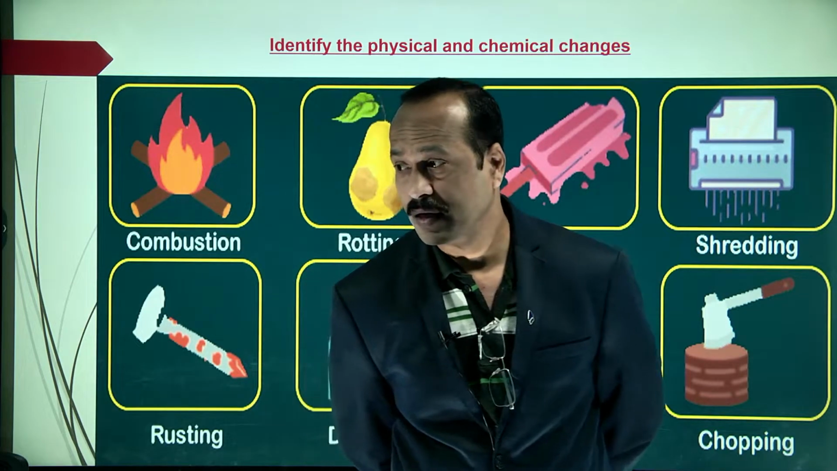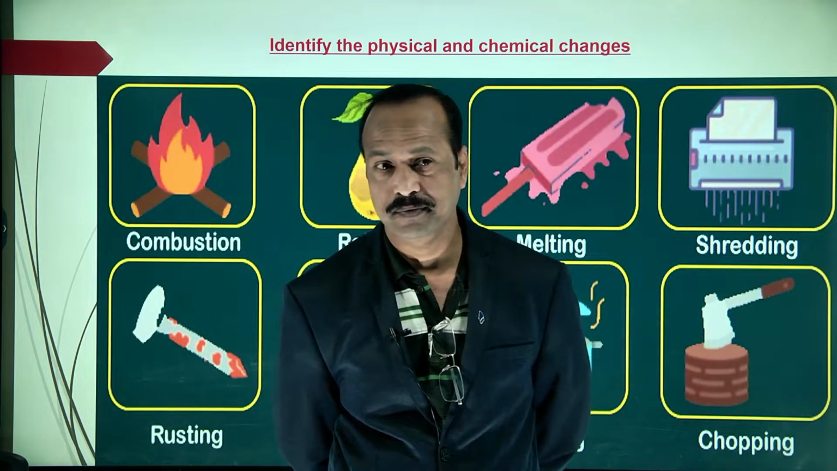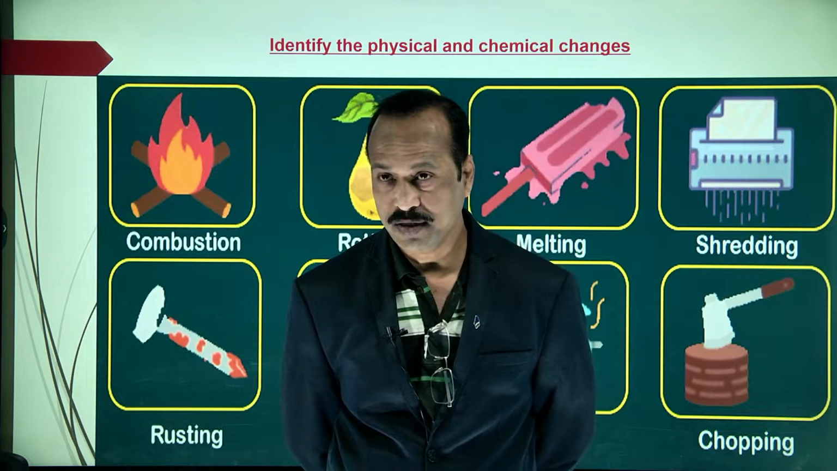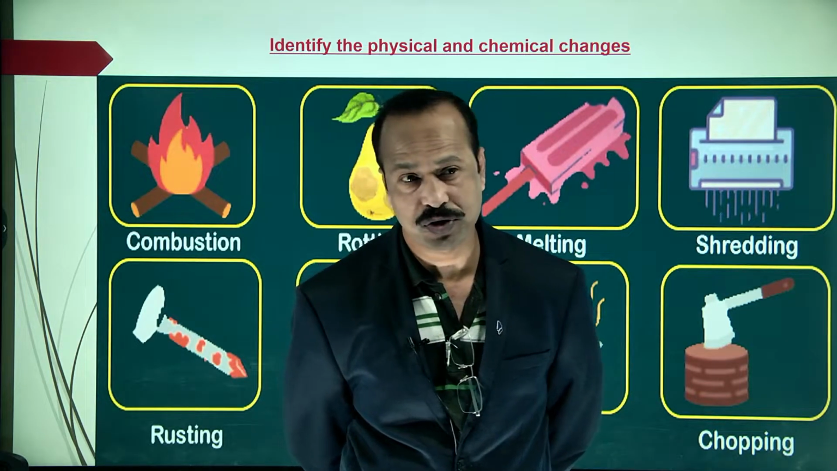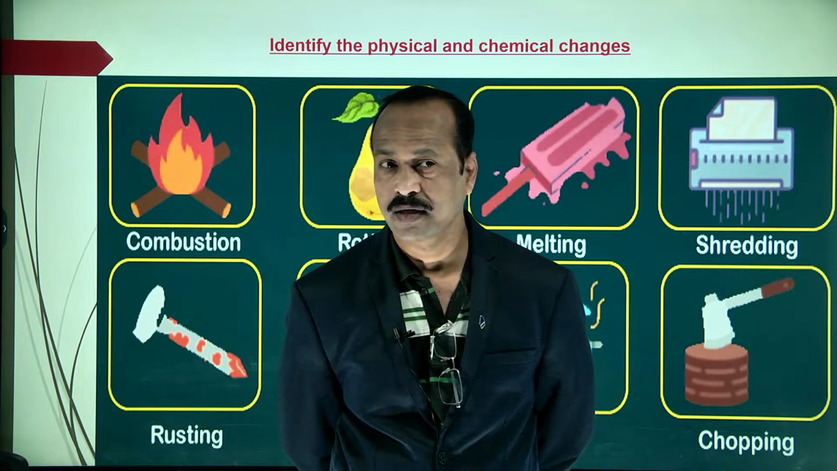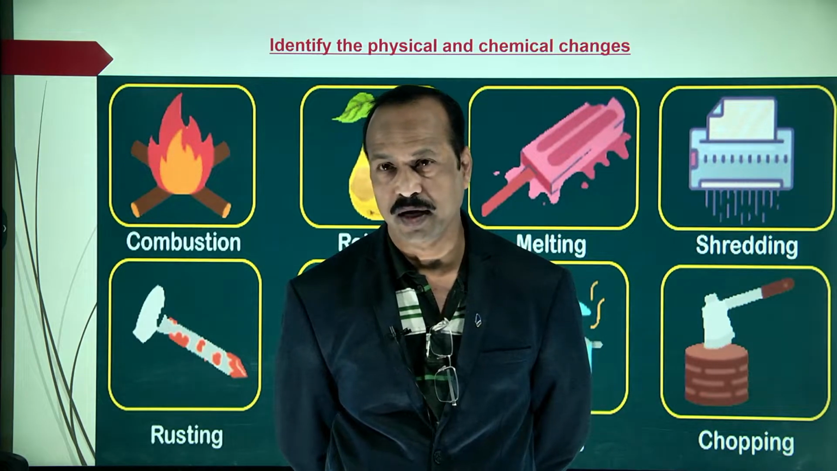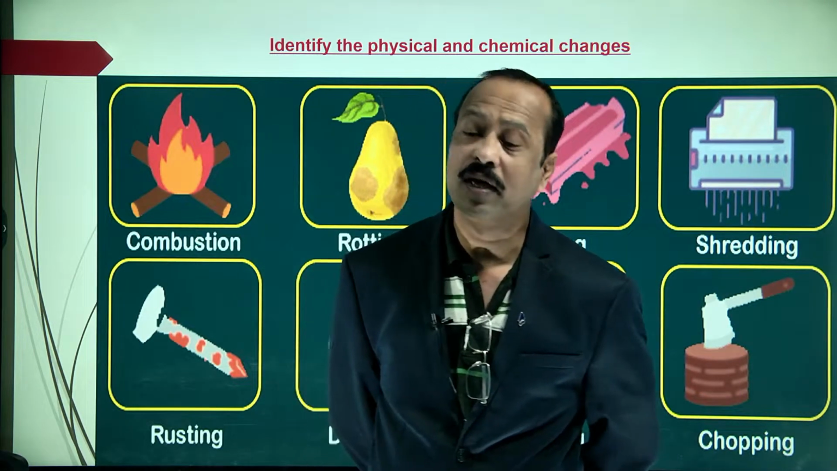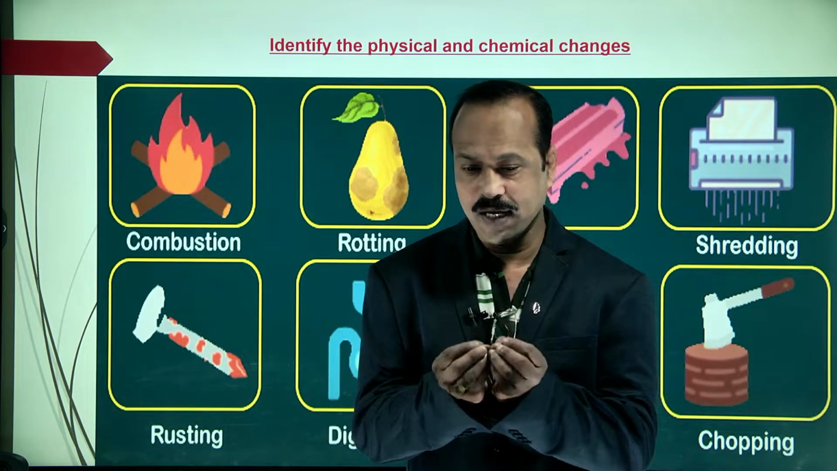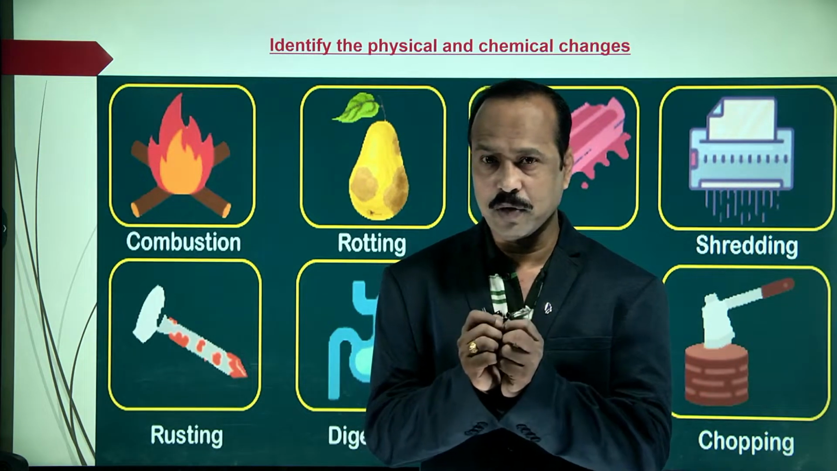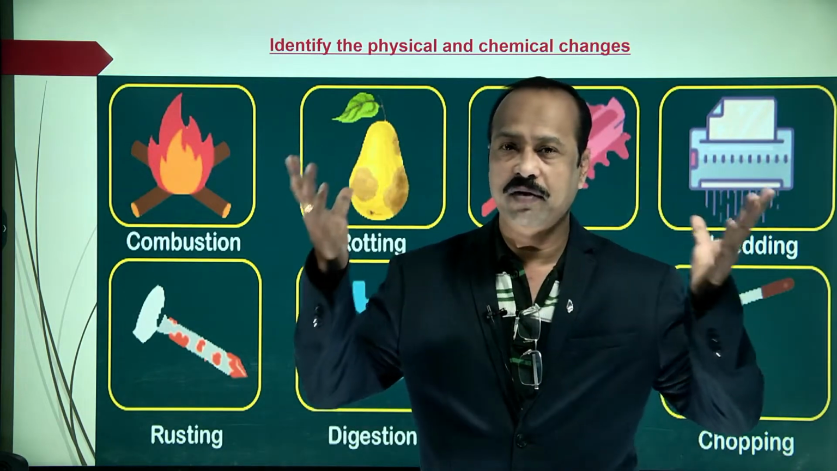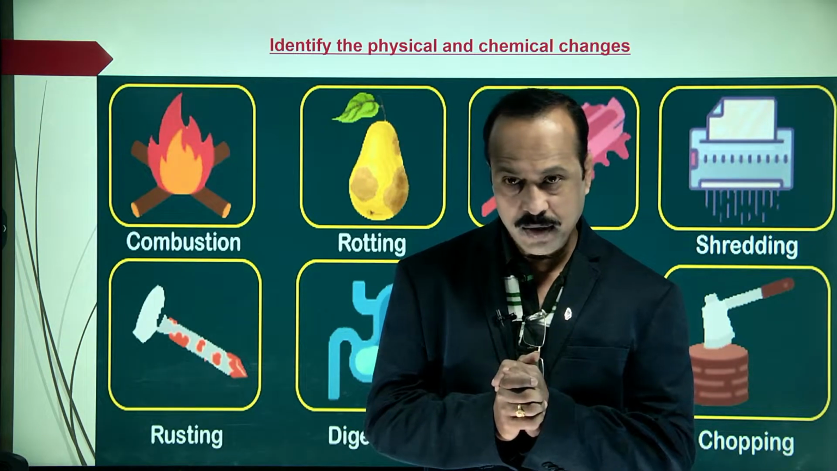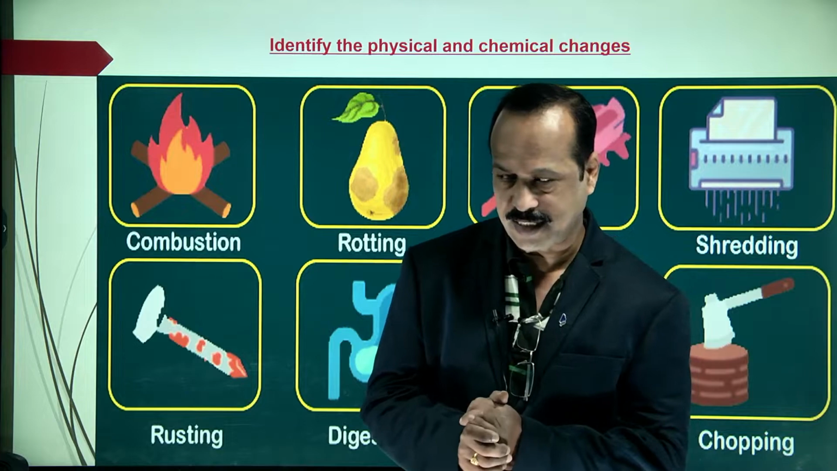Which of the following is not a physical property of a substance? Shape, color, density, flammability. Flammability means burning of a substance. For example, petrol will burn and be converted into heat energy. So that will disappear. So flammability is the right answer.